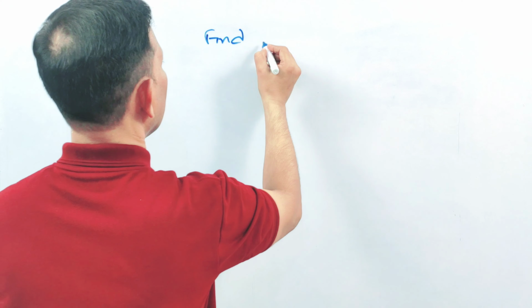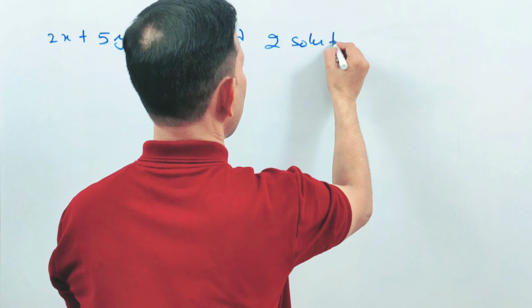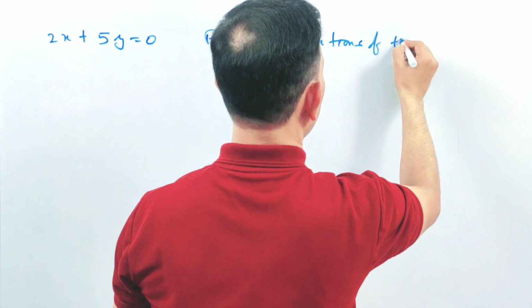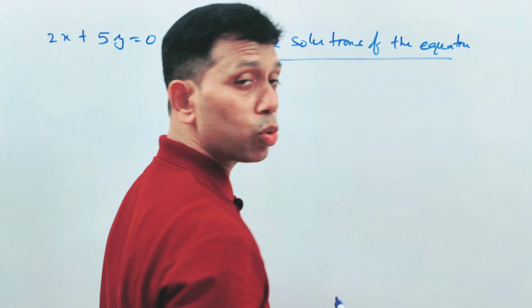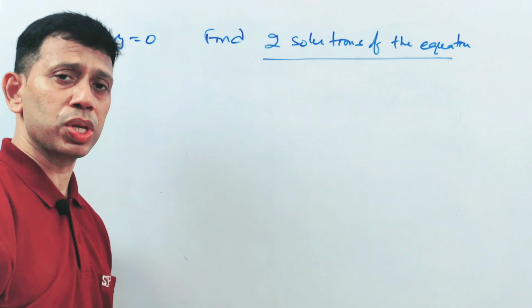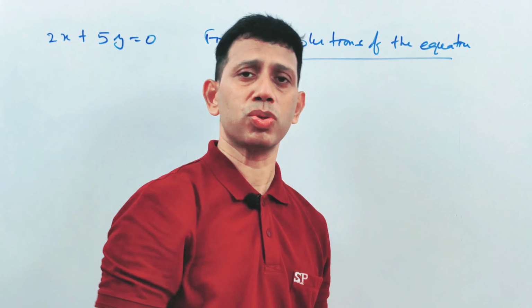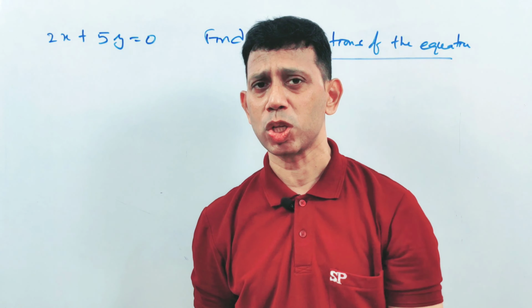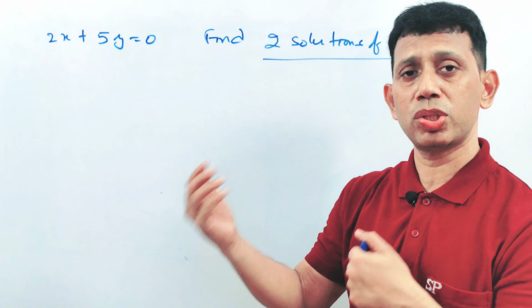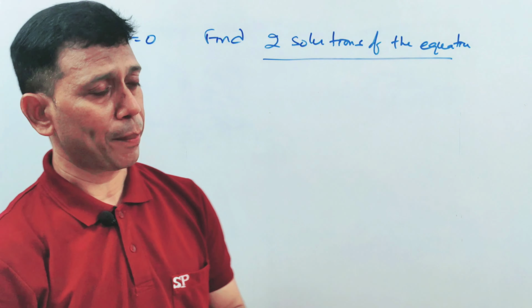Find two solutions of the equation. So how to find two solutions, and why two solutions? Four solutions, five solutions maybe. You might have heard that in a linear equation in one variable one solution is found, but here why 2 solutions, 3 solutions? Let us see why.